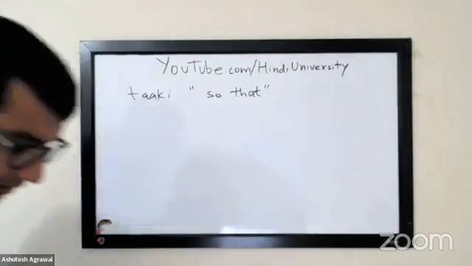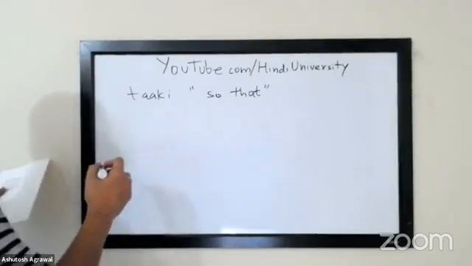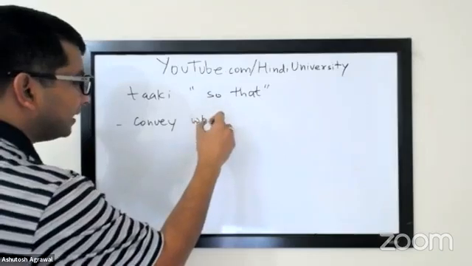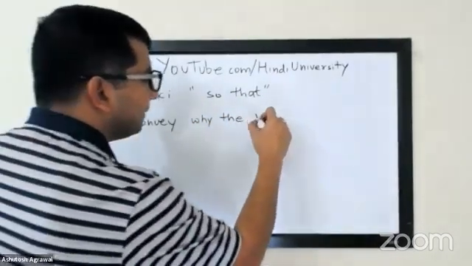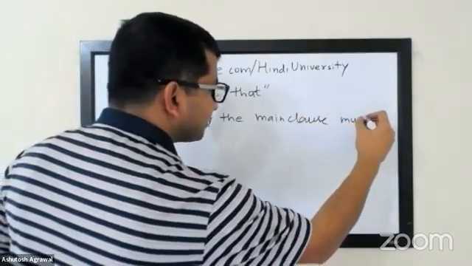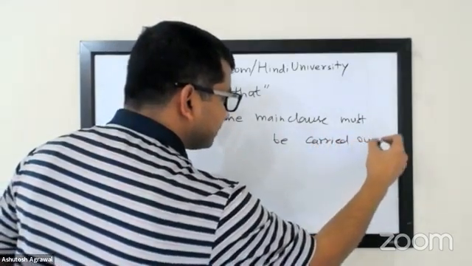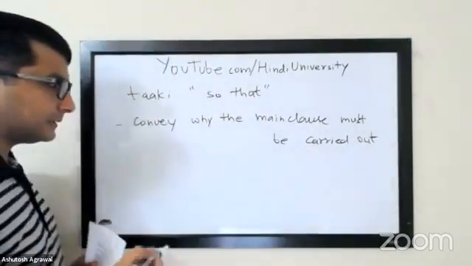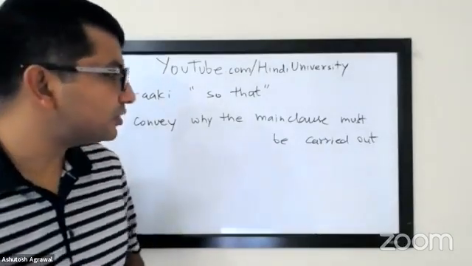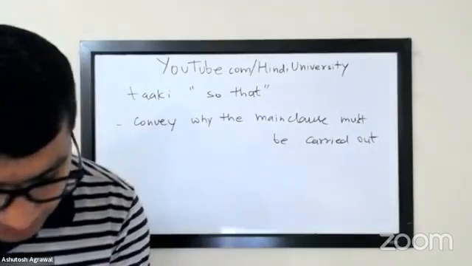Okay. So we use this conjunction to convey why the main clause, the first sentence, must be carried out. It's also a reason, you are expressing a reason after this conjunction as well, but you still use it to express why the main clause that you have in the sentence must be carried out.